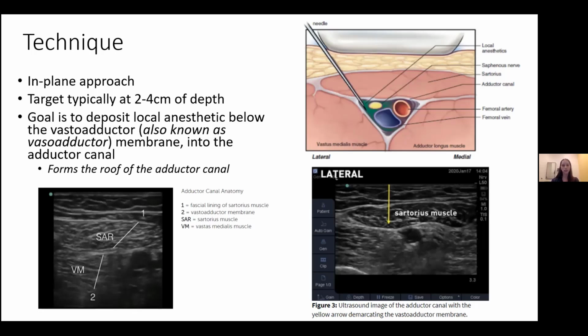The goal is to deposit local anesthetic below this layer called the vasto-adductor membrane. It's a very thick fascial layer, and it's really important in the performance of the adductor canal block for the reason that you really need to be below this layer. When you're below this layer and the local anesthetic is deposited, you tend to see the artery dropping down or becoming compressed. Whereas if you're above this layer, you tend to see the sartorius going up. So the sartorius being lifted is an indication that you're not in the correct place. So it's quite important to be below the vasoadductor membrane.